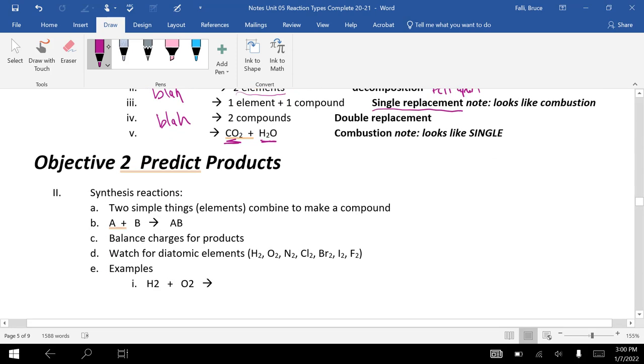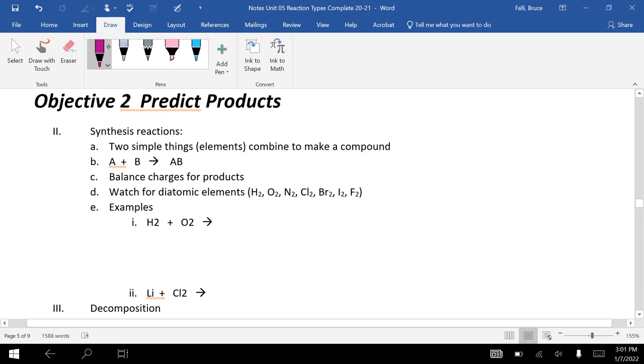All right, let's get into this a little more. Those are very vague, so let's get into specifics. Synthesis reaction. Two simple things, elements, combine to make a compound. So A plus B makes AB. That's not hard to do at all. We're going to balance the charges for the product. So notice we're going to get good at predicting products. We have to balance the charges for the products. Oh my goodness gracious, that's naming from last semester. Oh my goodness, we can do that.